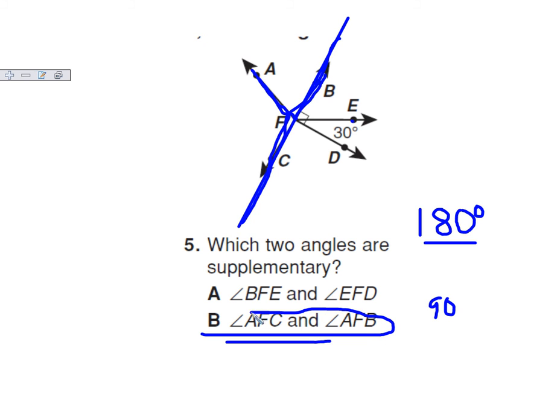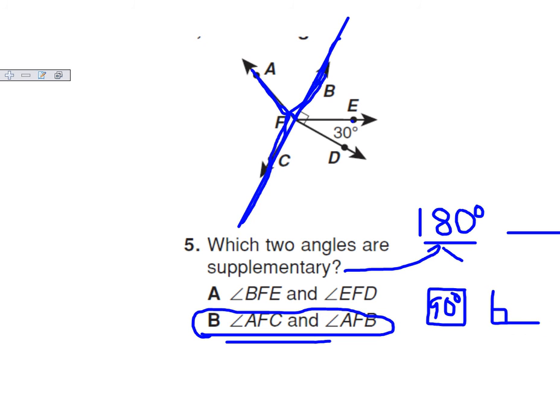So we had the little mnemonic device that it is right to complement somebody. So two complementary angles add up to 90 degrees, which is another way of saying a right angle. Two supplementary angles add up to 180 degrees or a straight line. Two complementary angles add up together to form a right angle, or 90 degrees. It's right to complement somebody.